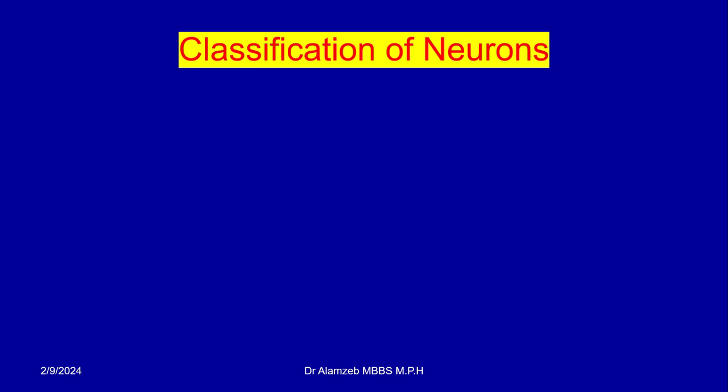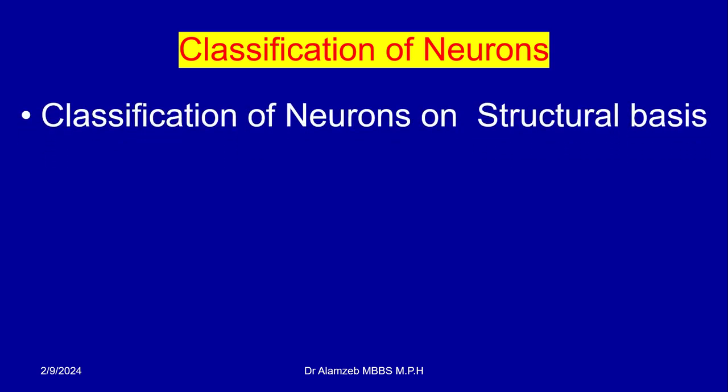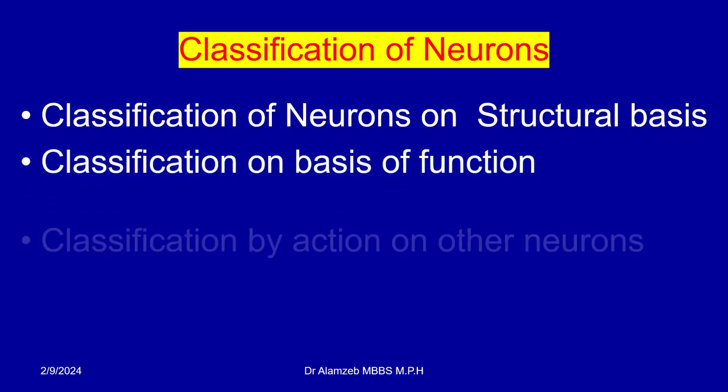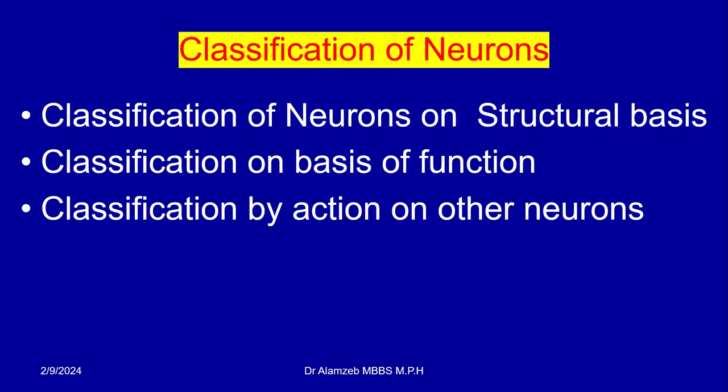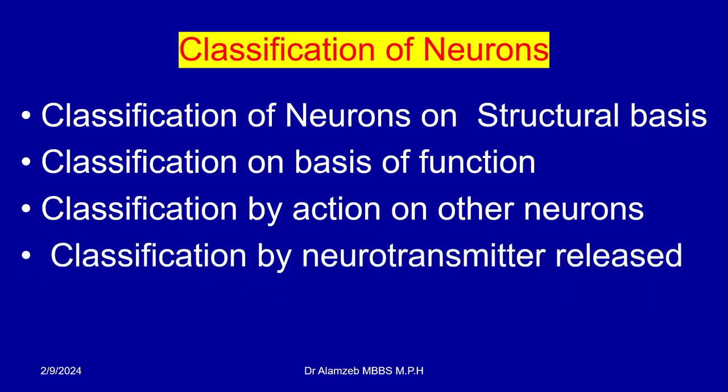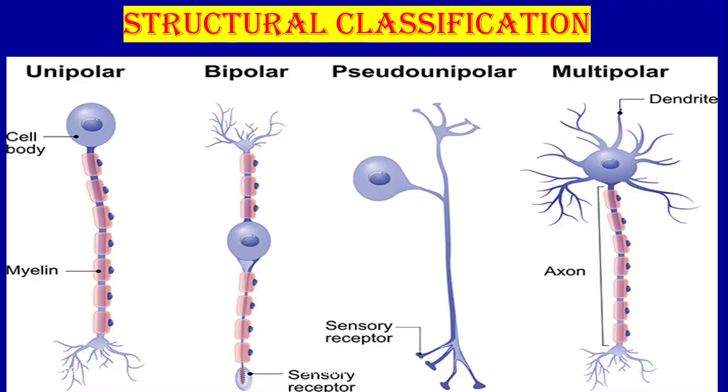Classification of neurons. Classification of neurons on a structural basis. Classification on the basis of function. Classification by action on other neurons. Classification by neurotransmitter release. Structural classification. Neurons are structurally classified as unipolar, bipolar, pseudo-unipolar, and multipolar.